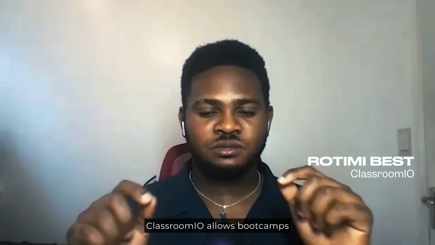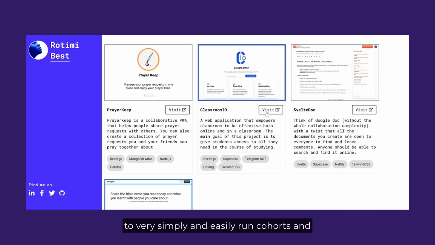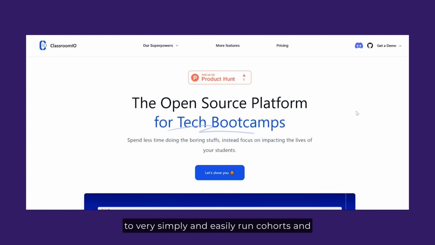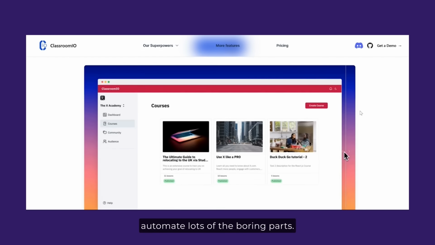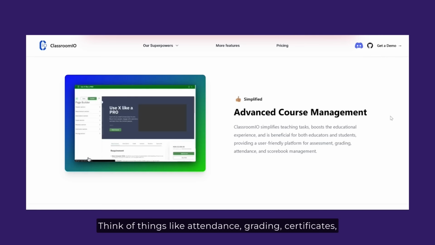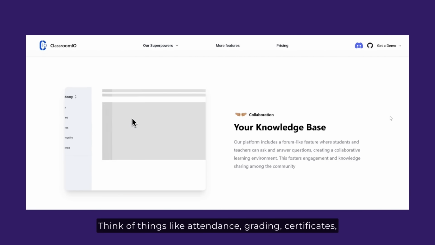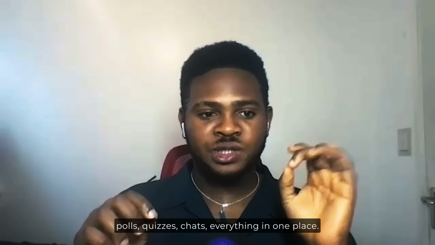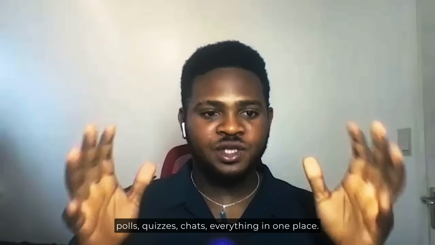Classroom allows bootcamps to very simply and easily run cohorts and automate lots of the boring parts. Think of things like attendance, grading, certificates, polls, quizzes, charts, everything in one place.